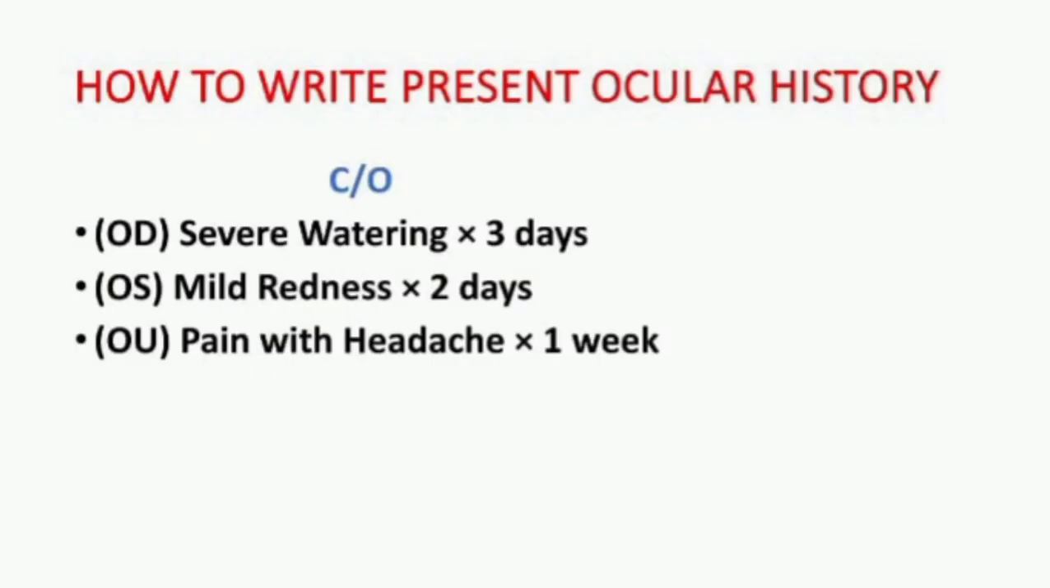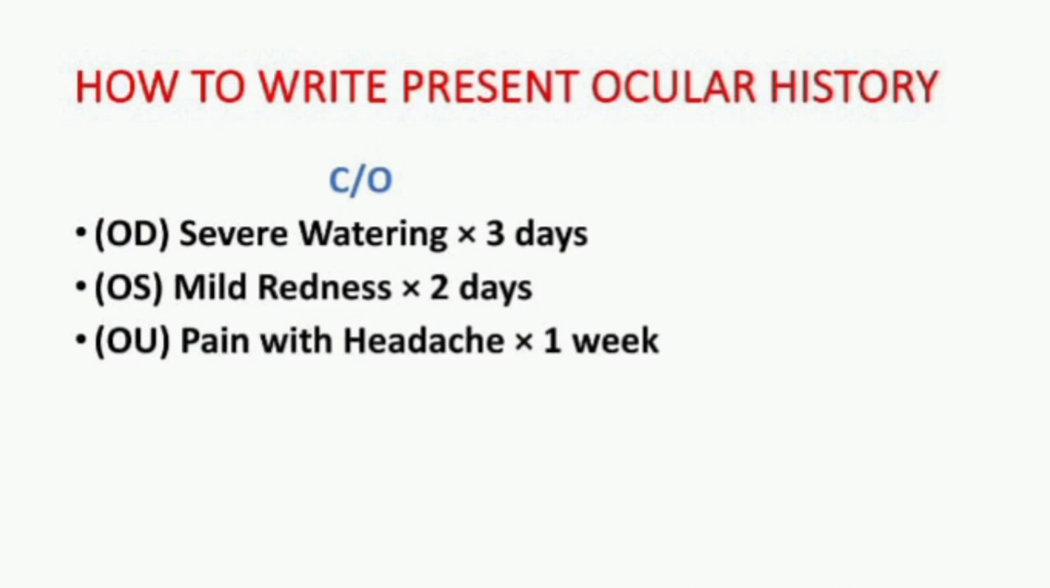Let's see how to write present ocular history. First, we need to ask what the complaint is, and in which eye you have the complaint. We should also ask whether the complaint is mild, moderate or severe, and finally how long you have had the complaint. As we already know, OD means oculus dexter, that means our right eye, and OS means oculus sinister, that means our left eye. OU means oculus uterque, that means both eyes.